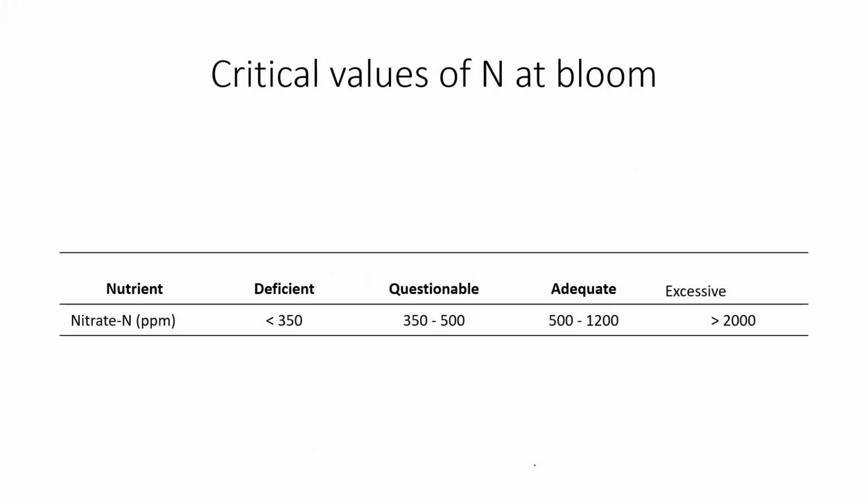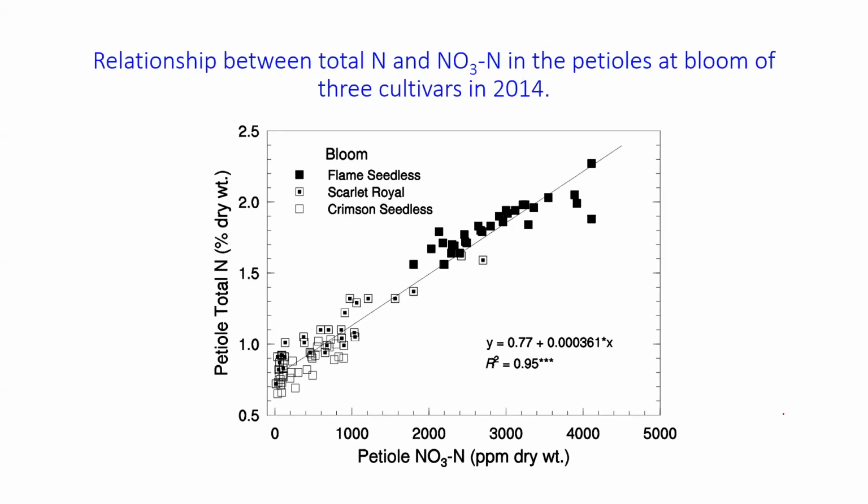Okay, so these are typical critical N values at bloom for nitrate nitrogen in petioles. You can see that one Flame Seedless vineyard I was talking about that had a high N status, over 2,000 ppm. And so it was in the excessive range. And so not really surprising that not fertilizing didn't have any effect on fruit quality or yield. And fertilizing, even though it did increase tissue N content, it did not improve fruit quality or yield.